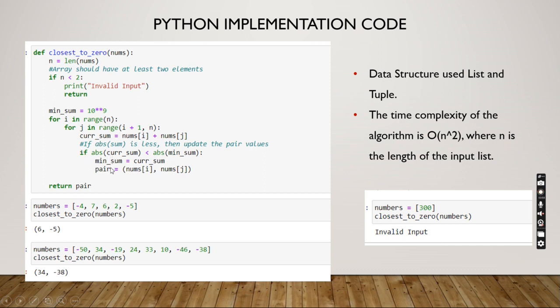And this will happen till n values. Finally, the pair that is considered at the end will be passed out as an output. The data structures used here are list and tuple. The time complexity of the algorithm is O of n square, where n is the length of the input list in this algorithm.